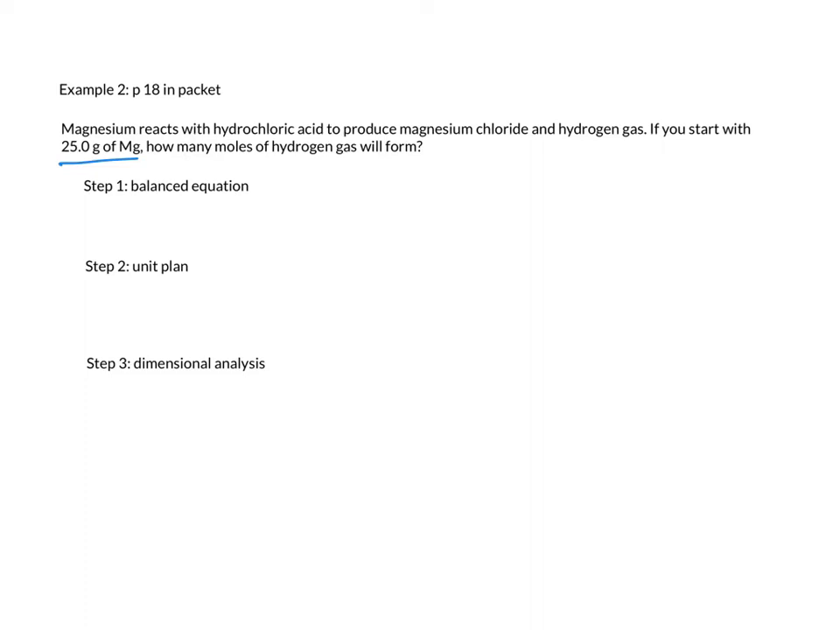I need a balanced equation here. So I'm reacting magnesium plus hydrochloric acid, HCl, and I'm getting magnesium chloride and hydrogen gas. So I end up needing a 2 in front of the HCl to balance out my equation. Okay, so I'm starting out unit-wise in grams of magnesium, and my goal unit is moles of hydrogen.